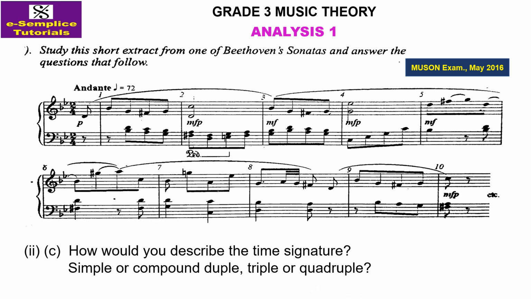How would you describe the time signature? Is it simple duple, simple triple, or simple quadruple? Or is it compound duple, compound triple, or compound quadruple? Now look at the time signature at the beginning there. It's 2/4 time. So how would you describe this? The answer is simple duple.